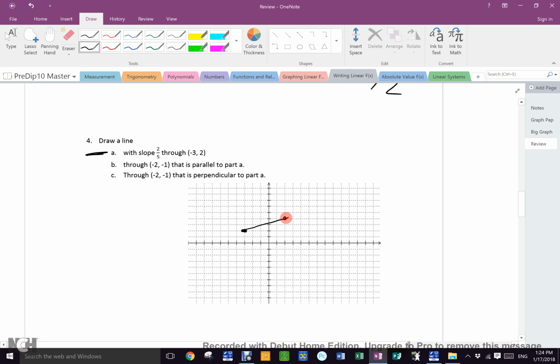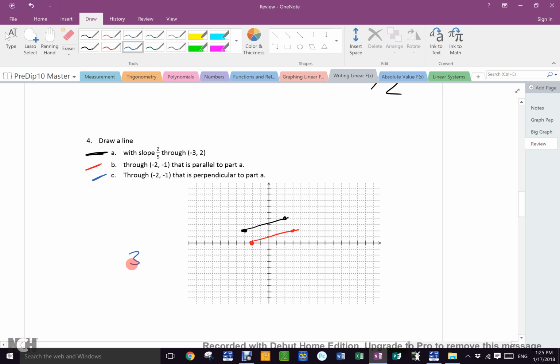Right there. This one will be red, through negative 2, negative 1 with a parallel slope. So go through negative 2, negative 1. Which means 1, 2, 1, 2, 3, 4, 5. There's that one. And then the blue line.